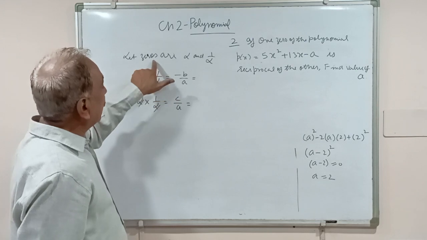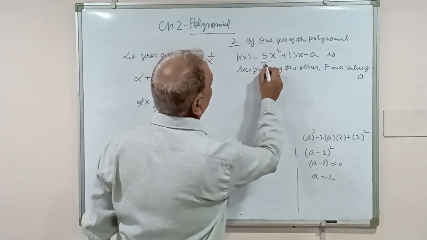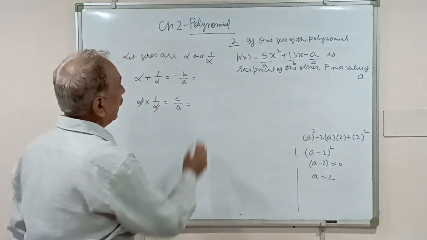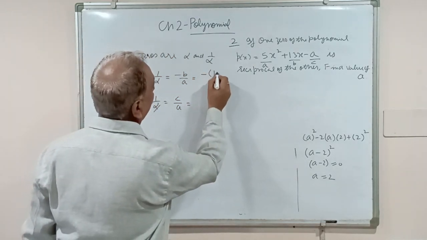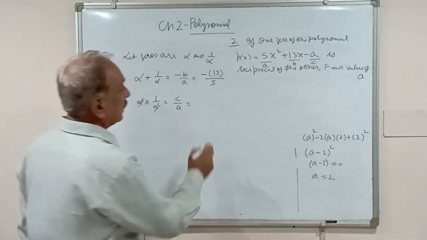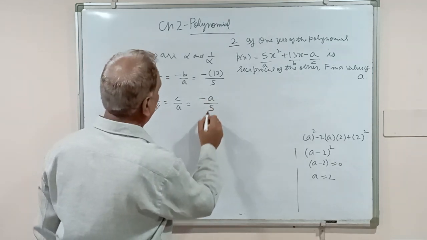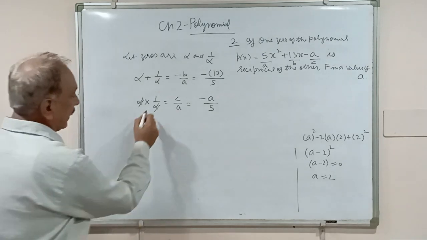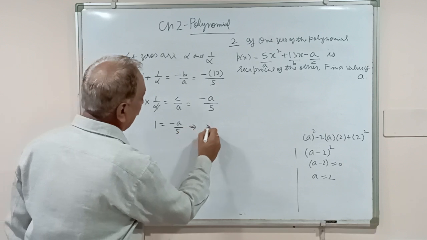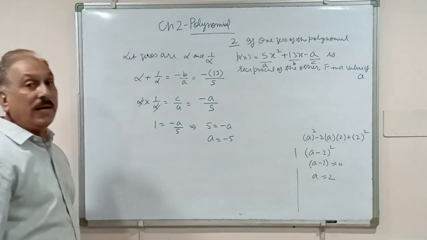The zeros are alpha and 1 upon alpha. Sum of zeros is minus b upon a. a is 5, b is 13x, and c is a. Minus b upon a is 5. Again, not solved. Product is c upon a. This is 1, so 1 equals minus a upon 5. 5 equals minus a, a equals minus 5. Done.